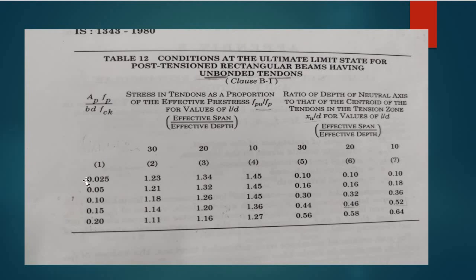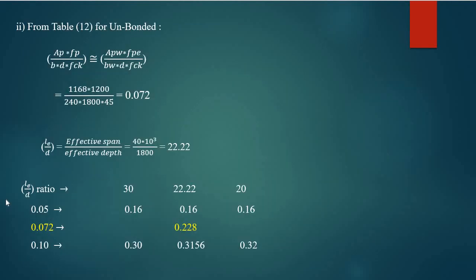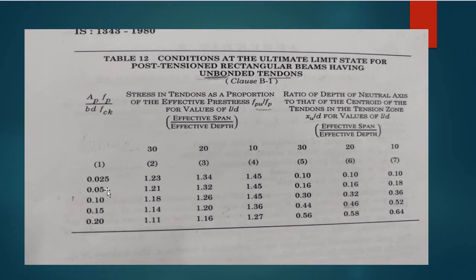In this, what is the ratio value? It is 0.072. Just search if we have 0.072. 0.072 is not there, but that value will lie between these two values, that is 0.05 and 0.10. Between these two values, 0.072 will lie. The next thing is, we require the XU by D ratio, the depth of the neutral axis value.